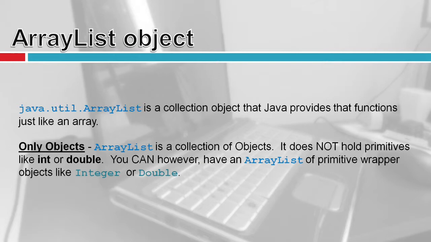Finally, we're going to get to array lists. Now that we've dealt with Java arrays being static, we're going to get into the array list. An array list is a collection object that Java provides that functions just like an array. Now, array list is just a collection of objects, anything that inherits from Java Lang object. This means it does not hold primitives like int or double, so you can't have an array list of int. You can have an array list of Integer or Double because those are objects, so you can wrap your primitives into integers or doubles. So let's take a look at some code.